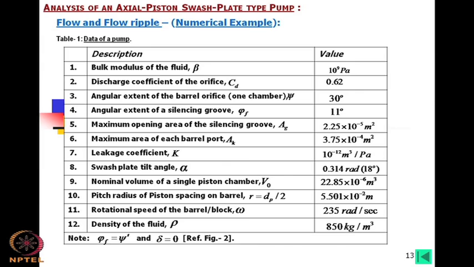Maximum opening area of the silencing groove is 2.25 × 10 to the power minus 5 meter square, and maximum area of each barrel port is 3.75 × 10 to the power minus 4 meter square. As you see, this is smaller than this. If you consider the top of the silencing groove, this is the area. Remember, we will consider AG as this area for the orifice when we take this flat bottom type.